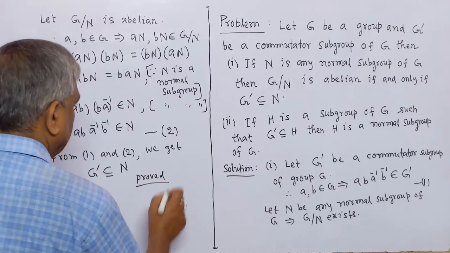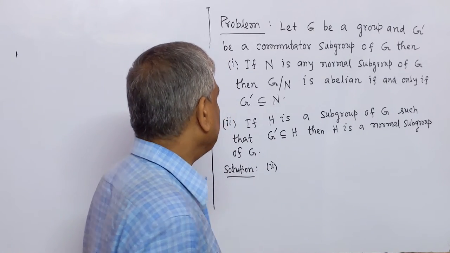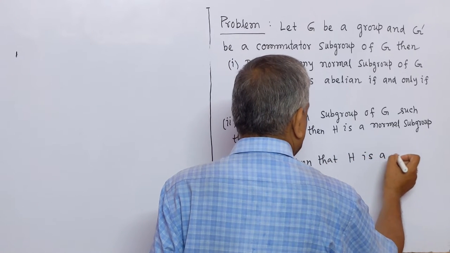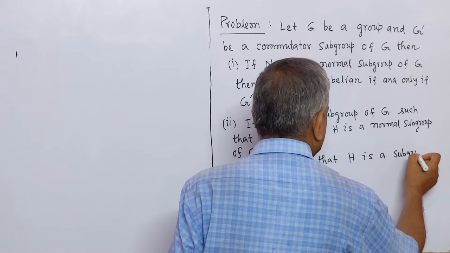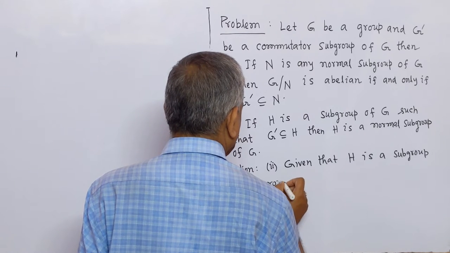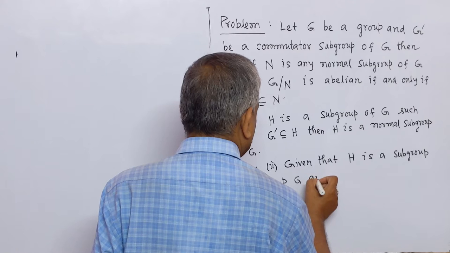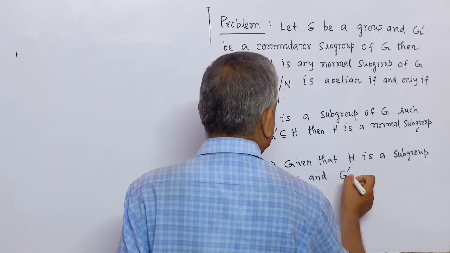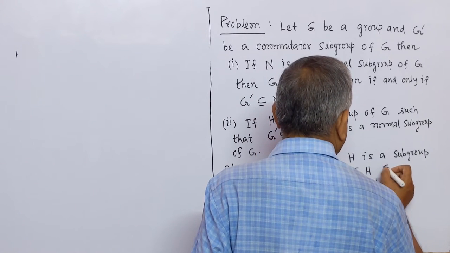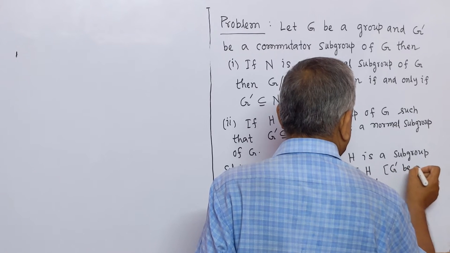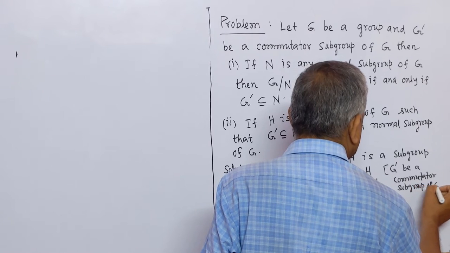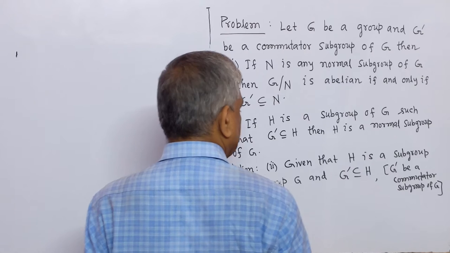Now we solve number two. Given that H is a subgroup of group G, and G prime is a subset of H. G prime is a commutator subgroup of group G. Let this be number one.